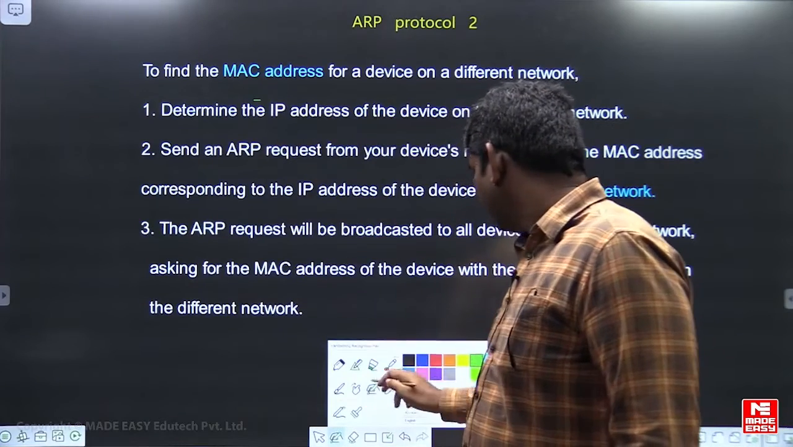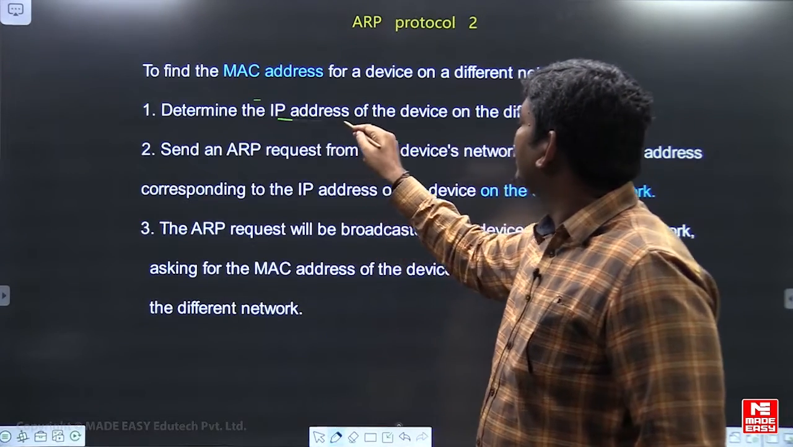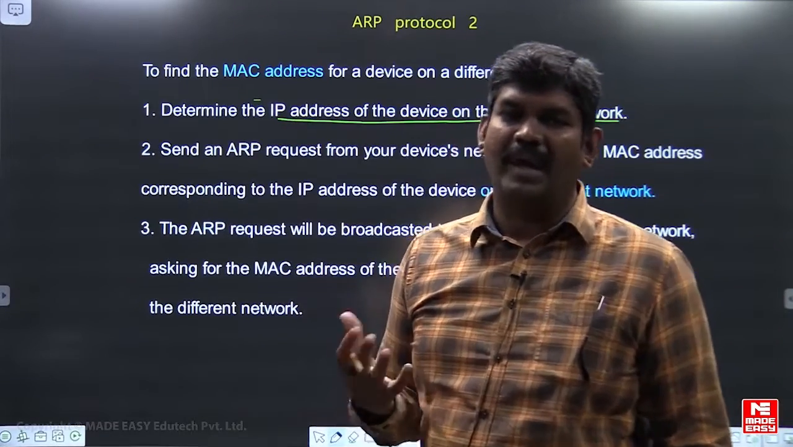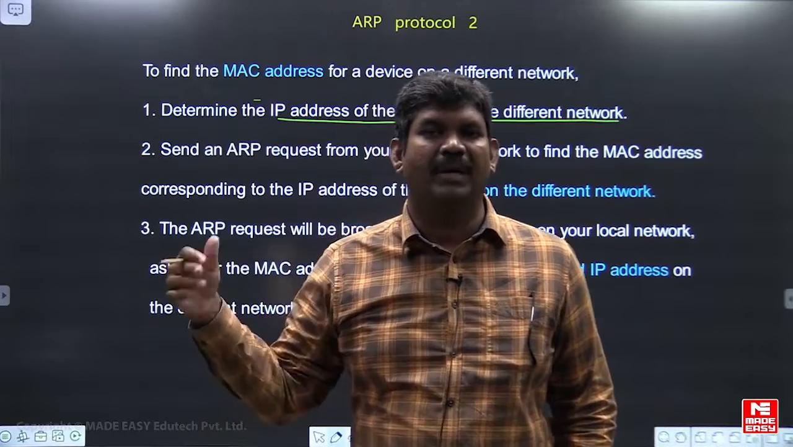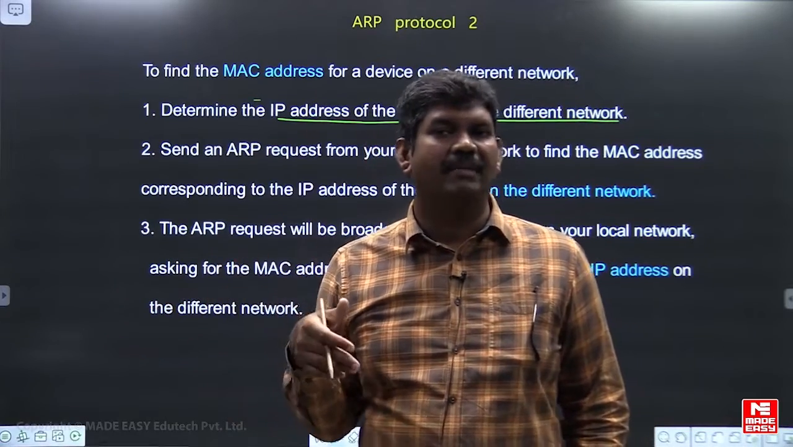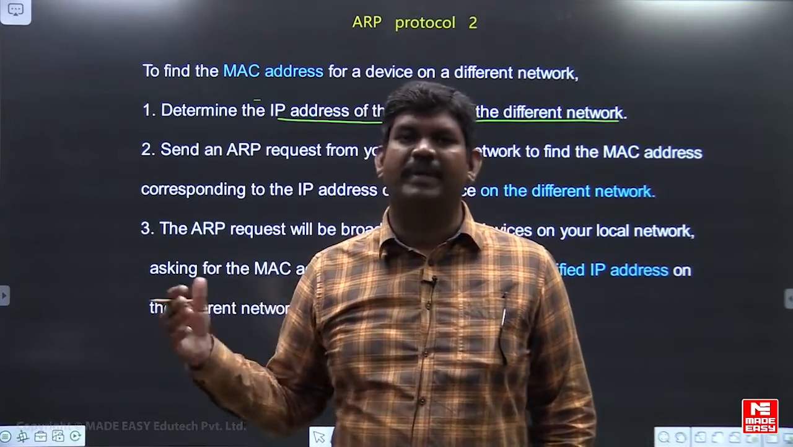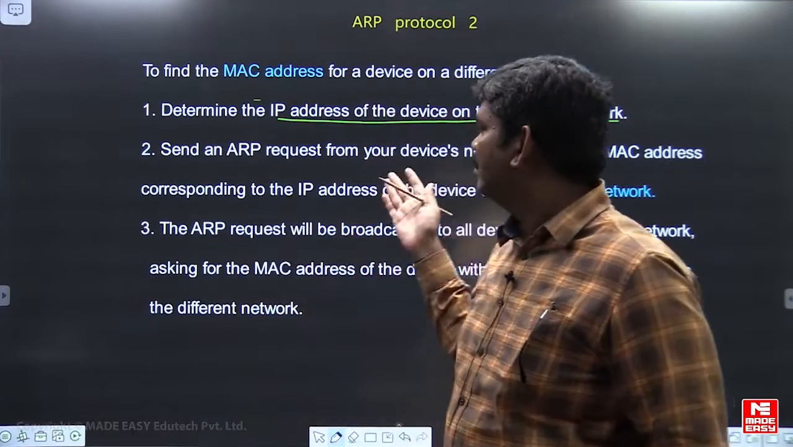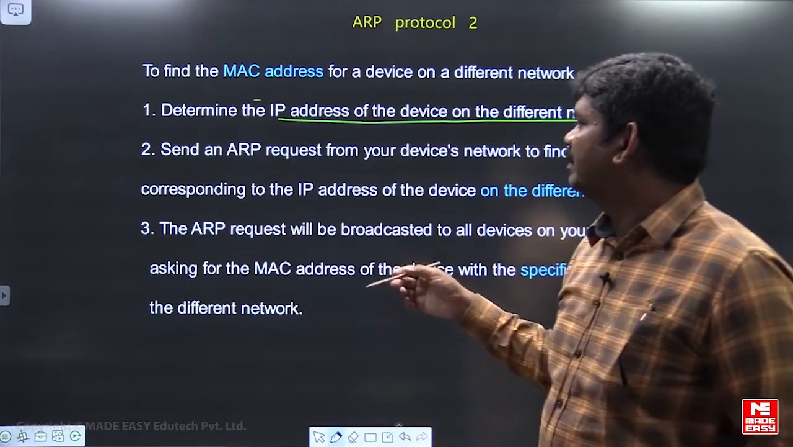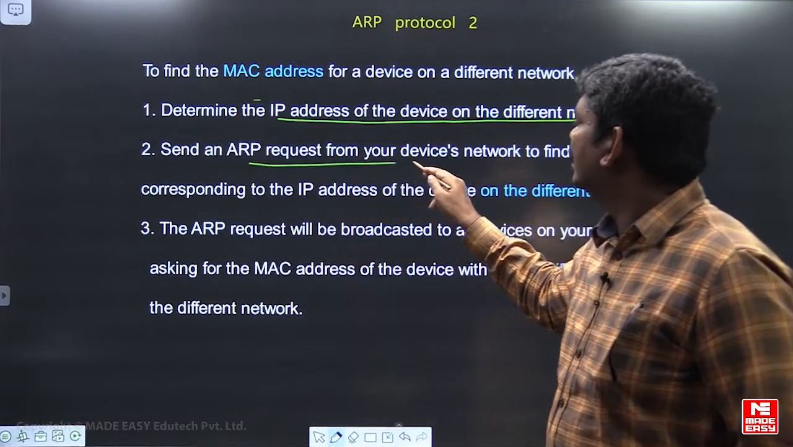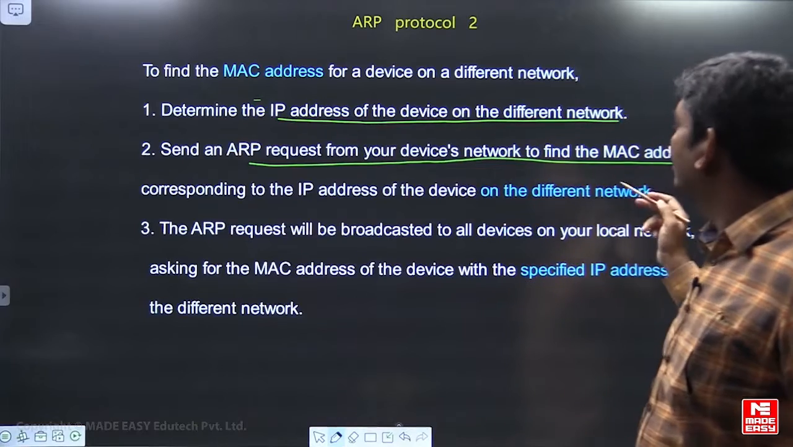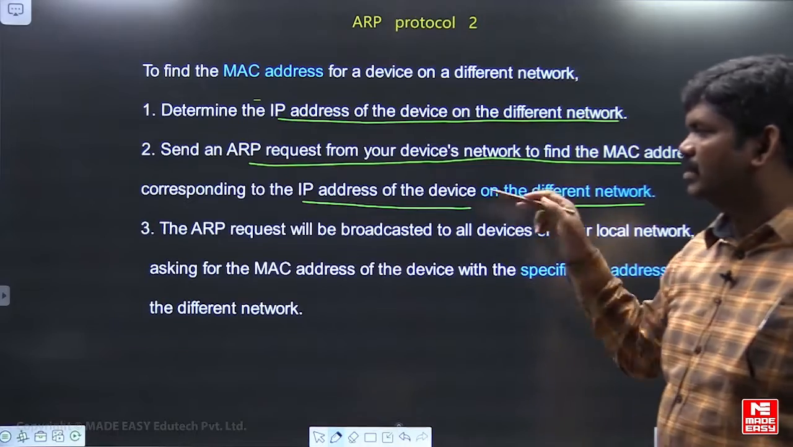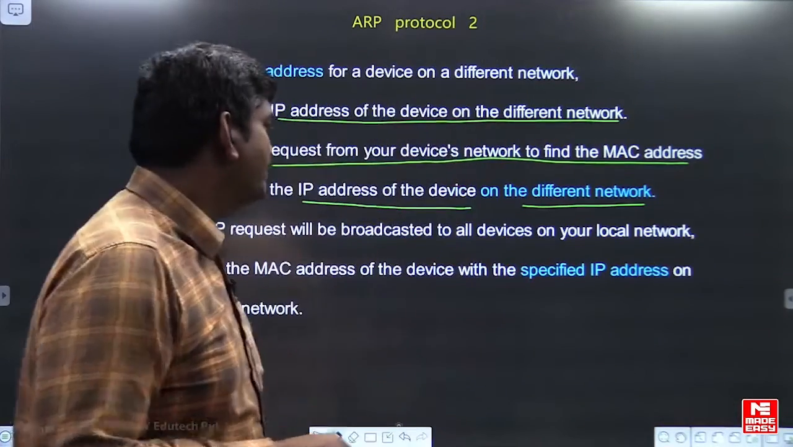Determine the IP address of the device on the different network. Tell me, how are you going to get the IP address of a particular computer on the other network? That will be given by the Domain Name Service. Once you give the host name, the concerned IP address is given. So obviously we can get that. What is the second step you can see? Send the ARP request from your device's network to find the MAC address corresponding to the IP address of the device on the different network. So how to get that? Now we are trying to explain.